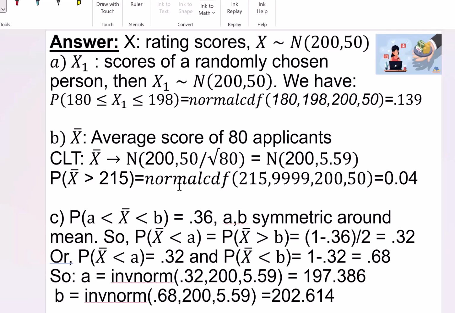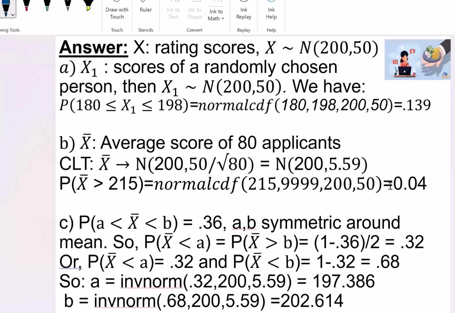For sure, you can replace this upper bound by any value bigger than mu plus 4 sigma, which is 4 times mu 200 plus 4 times 5.59. But I'm lazy, so I put 9999, which will work most of the time. And then the mean 200 and standard deviation 50. If you do that, you get 0.04. So just perform the second variance and then normal CDF, giving the lower bound, upper bound, mean and standard deviation.